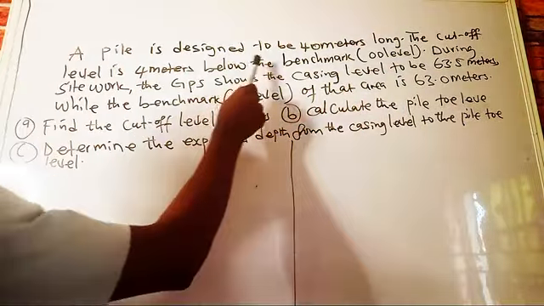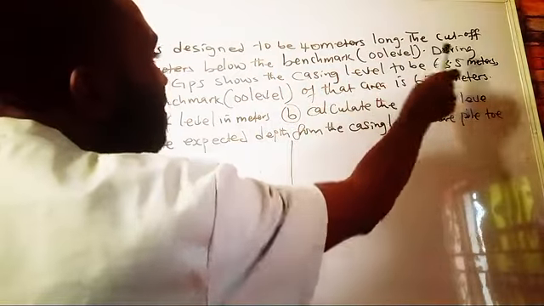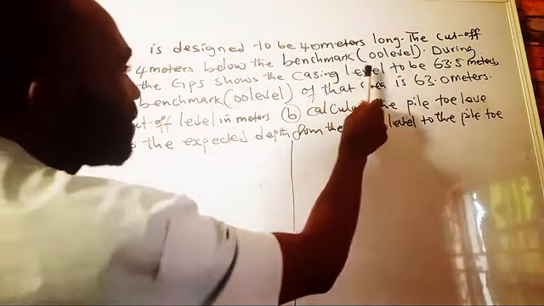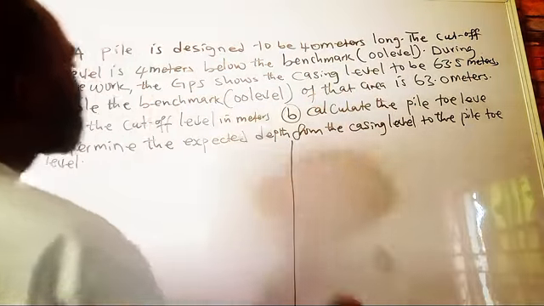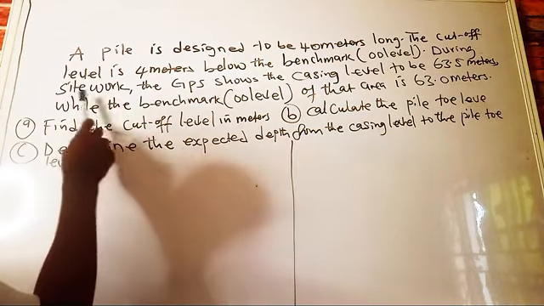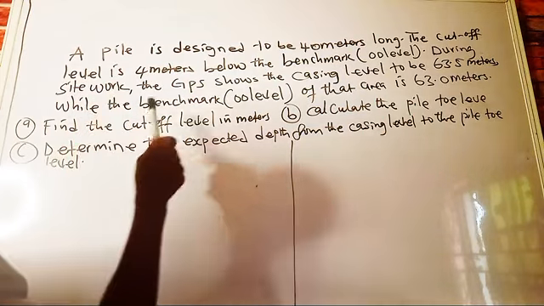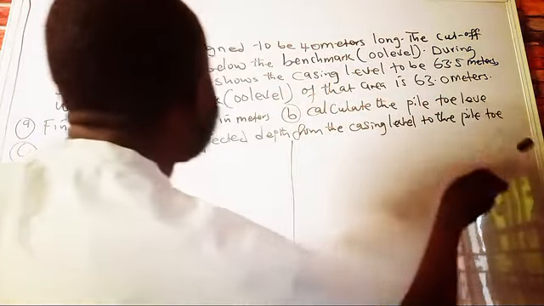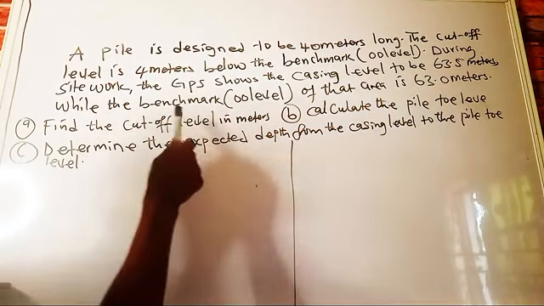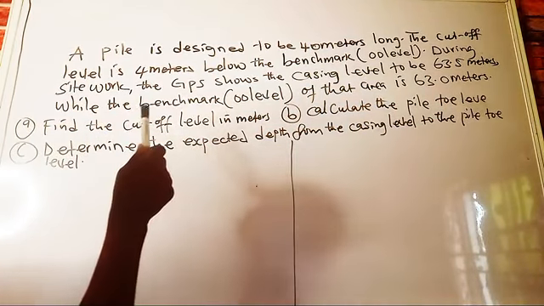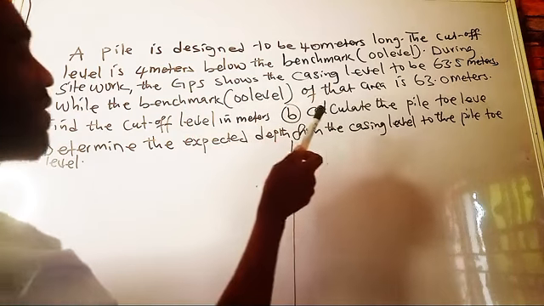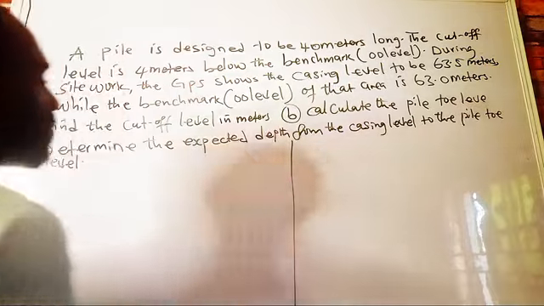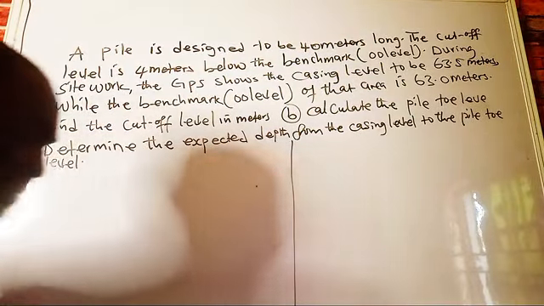A pile is designed to be 40 meters long. The cutoff level is 4 meters below the benchmark, that is the 00 level. During the site work, the GPS shows the casing level to be 63.5 meters. The benchmark, the 00 level of the area, is 63 meters. So now let me explain.